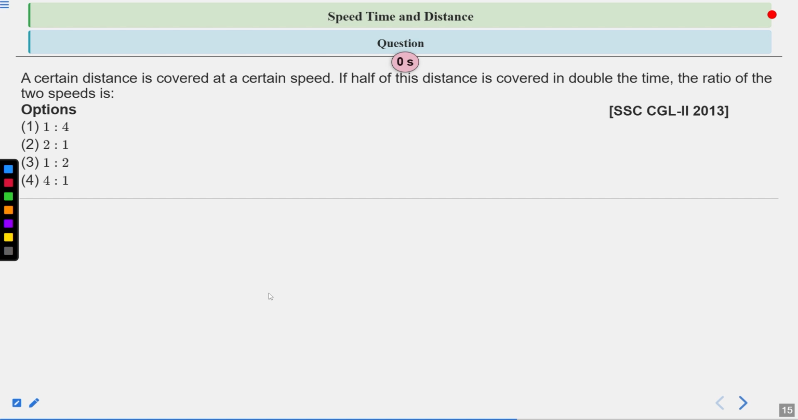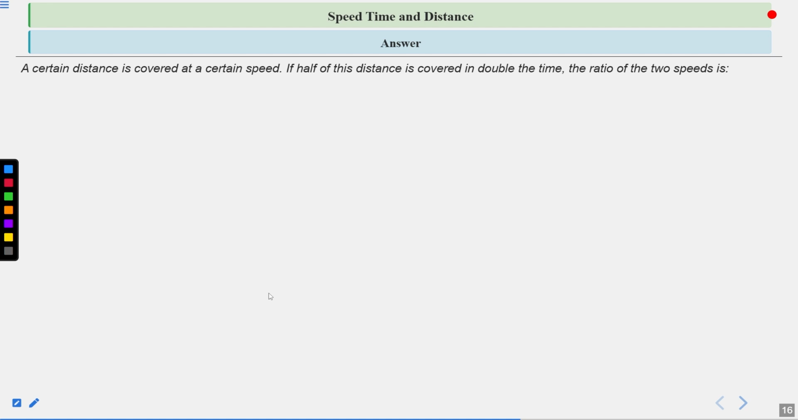Now time's up. Let's see the solution of this question. The question says that a certain distance is covered at a certain speed. If half of the distance is covered in double the time, the ratio of the two speeds is? So we can calculate it. The correct answer of this question is the fourth one, which is 4:1. Now see the detailed solution using concept 14.1.